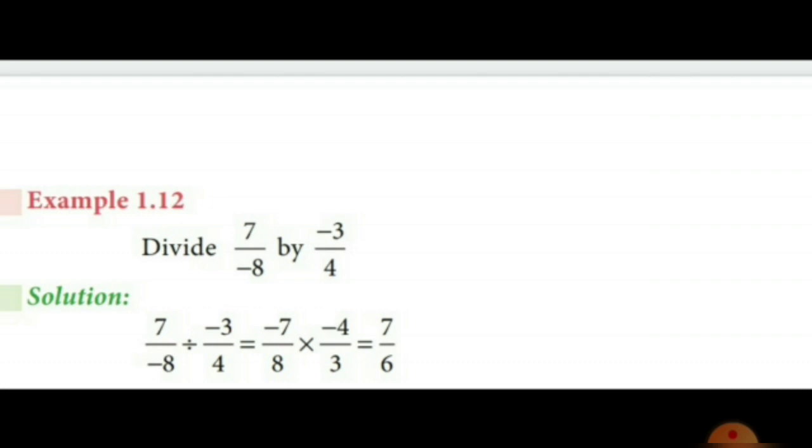So, first one no change, minus 7 by 8. It can be written in standard form. That one you already studied in your previous classes. So the division becomes multiplication, then we take the reciprocal. So what is the multiplicative inverse of minus 3 by 4? It is nothing but 4 by minus 3. Writing in standard form, that is minus 4 by 3.